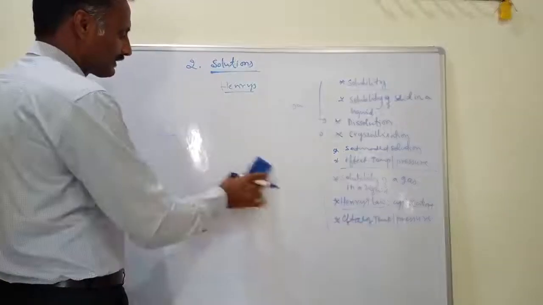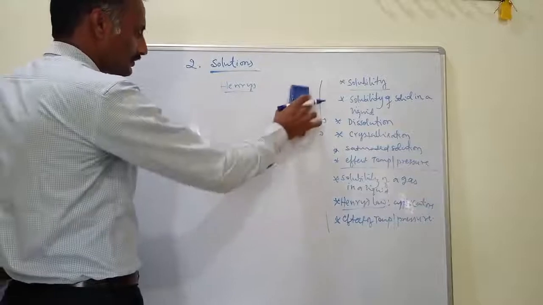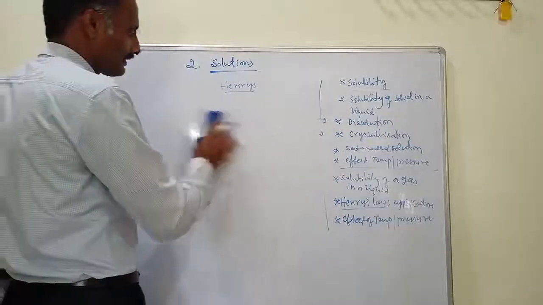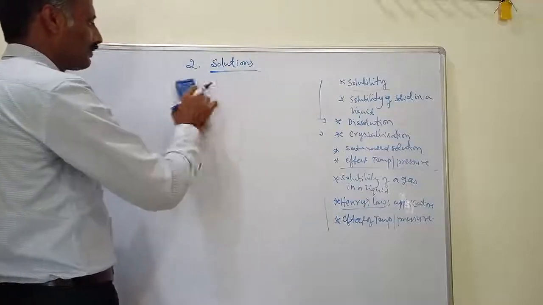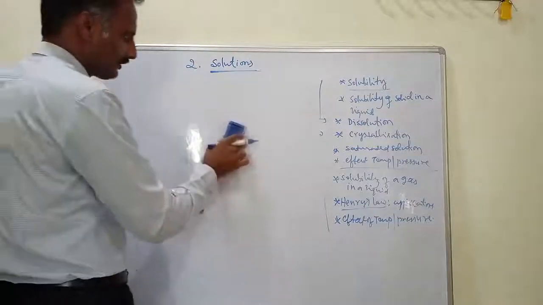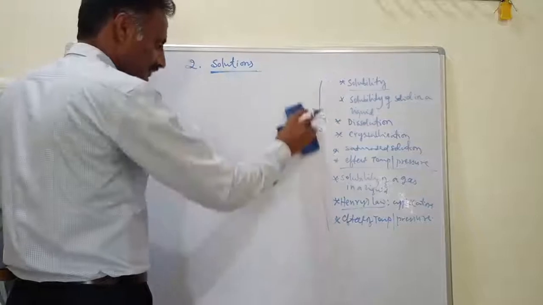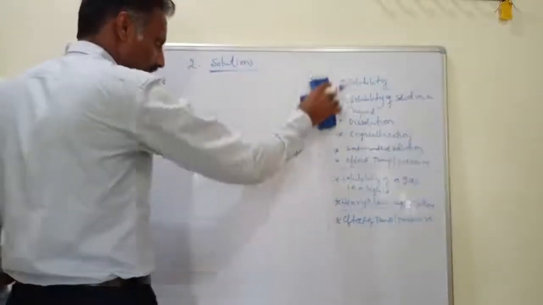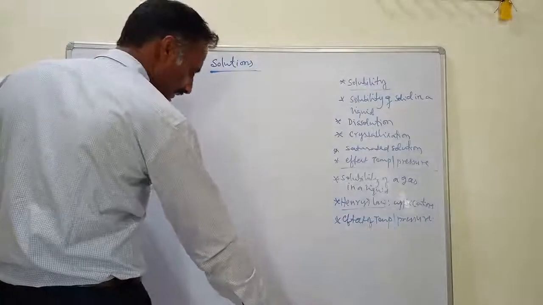In the next topic, we will discuss the properties of solutions, that is vapor pressure. One is called Raoult's law here. Based on Raoult's law, we have two types of solutions: one is ideal solution, the other is non-ideal solutions. And non-ideal solutions also have two types: one is positive deviations, the other is negative deviations.